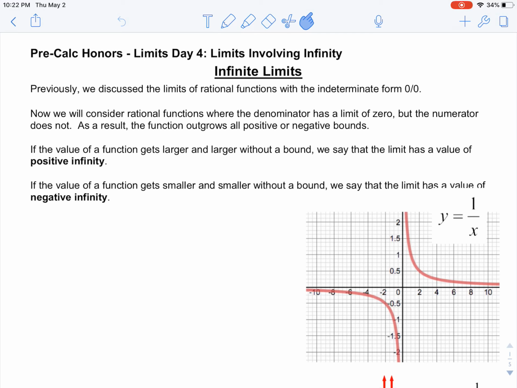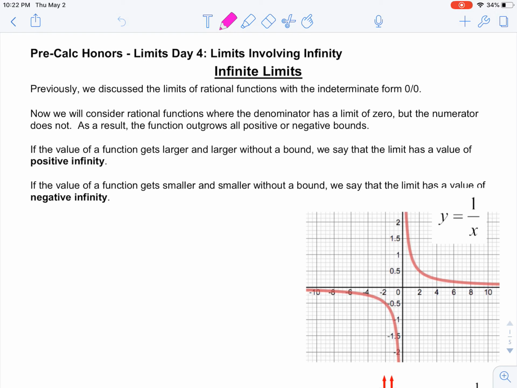If the value of a function gets larger and larger without bound, we say that the limit has a value of positive infinity. And if the value of the function gets smaller and smaller without bound, we say that the limit has a value of negative infinity. So let's take a look at this rational function y equals 1 over x.